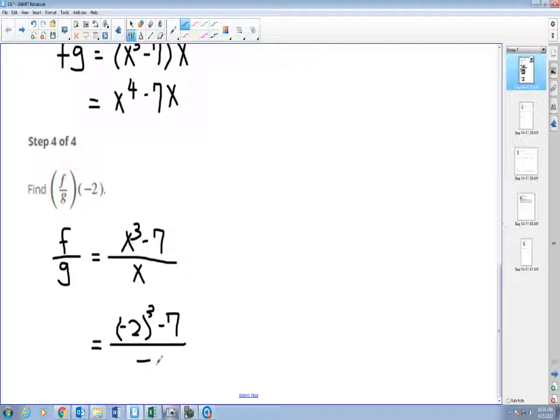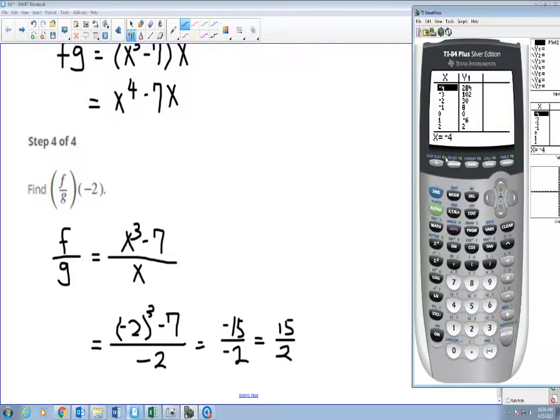Over -2. Because that's only one term, I can simply put -2. -2 to the third is -8. -8 minus 7 is -15, over -2. So this is going to be 15 over 2, which is 7.5.